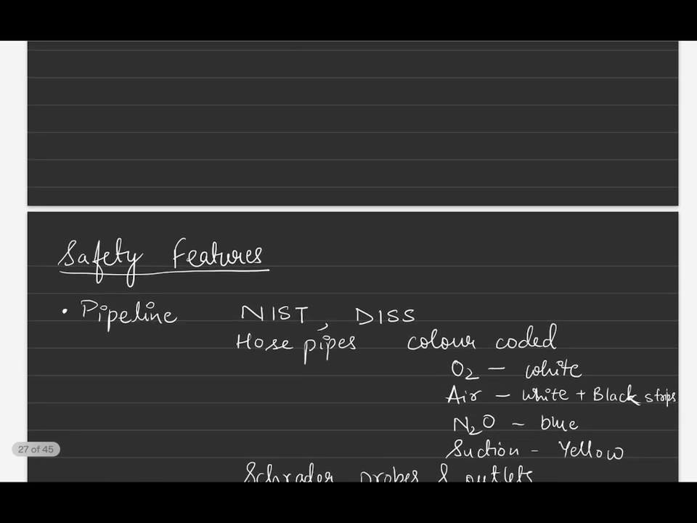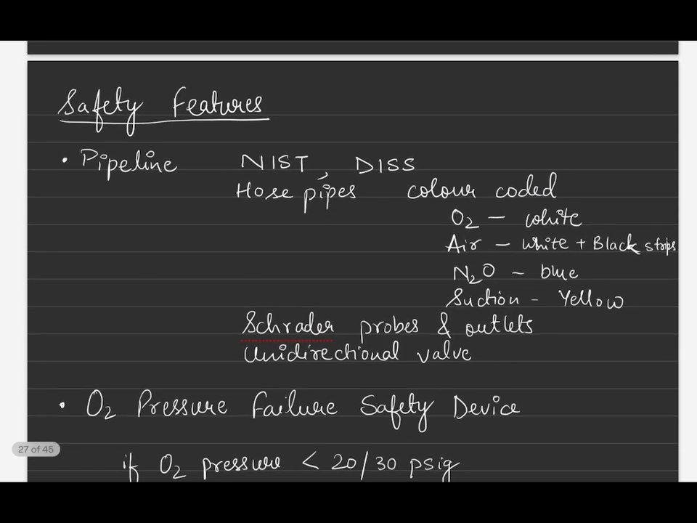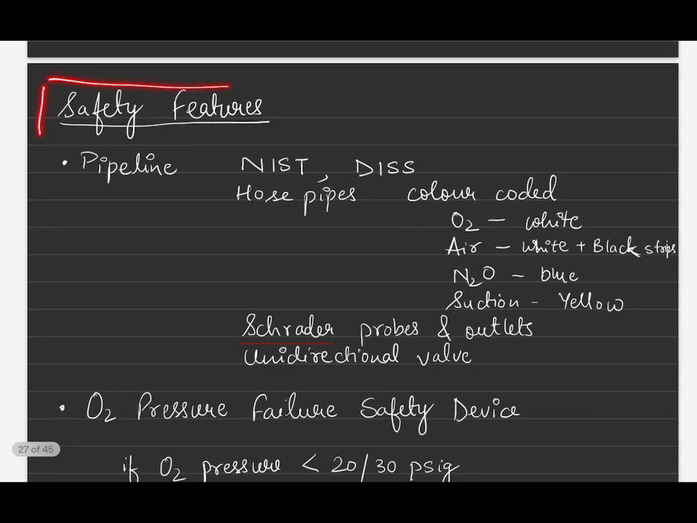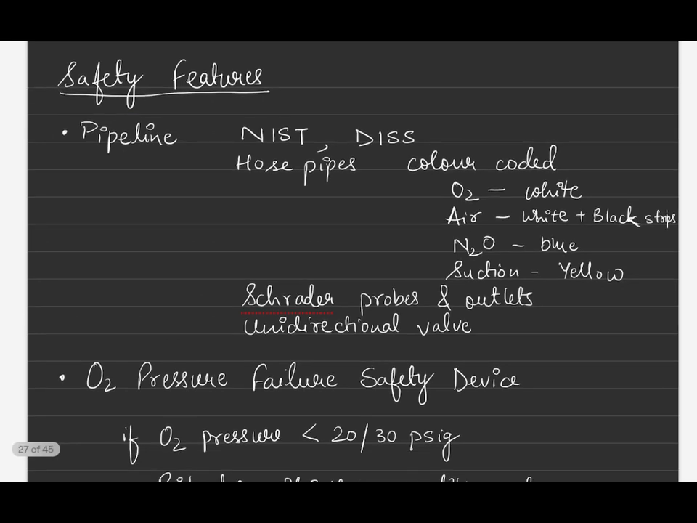Now, after discussing the intermediate pressure system, we will be discussing its safety features as well. As we were discussing the intermediate pressure system, we have discussed some of the safety features. We will be just revisiting them. So the pipeline safety features are, there is a non-interchangeable screw thread. You cannot use an oxygen Schrader probe in another air or nitrous oxide pipeline, and they have different diameters, so diameter index safety systems.